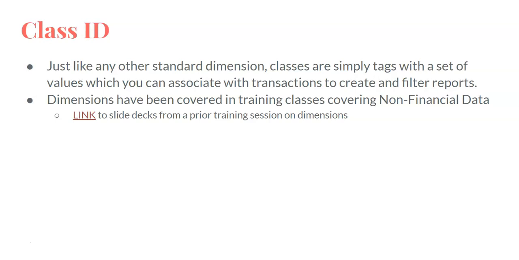Just like any other standard dimension, classes are simply tags with a set of values that you can associate with transactions to create and filter reports. Other types of dimensions we use in Intact now are programs, checkbooks, funding sources, item IDs, or all a type of class. Vendor, customer. So these are things we've been using in Intact for the nearly 4 years we've had Intact. This is a thing that most other users aren't using in terms of the class dimension.